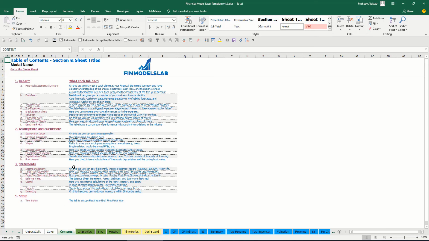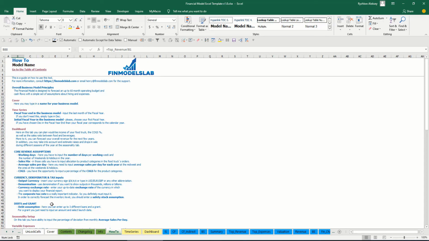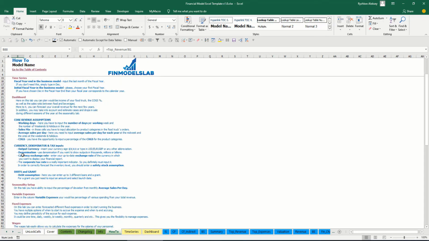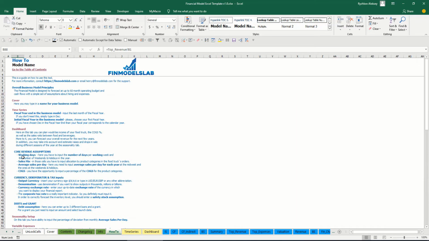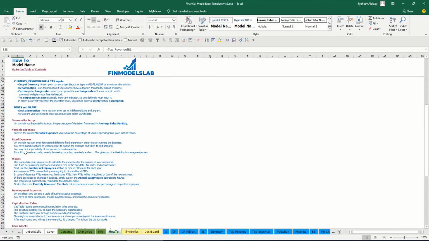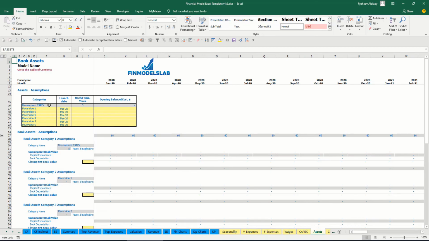There is a short explanation about what each tab does, but if you want to know more, you can go to How To and see a more detailed explanation of what each tab does, what inputs you may find on this sheet, and what kind of outputs you may find on this sheet as well. Any header of this section is also clickable. So you may click on, for example, Book Assets and you go directly to this tab.